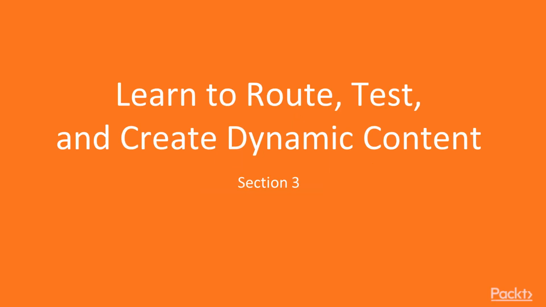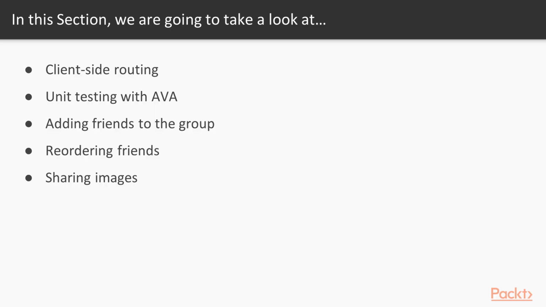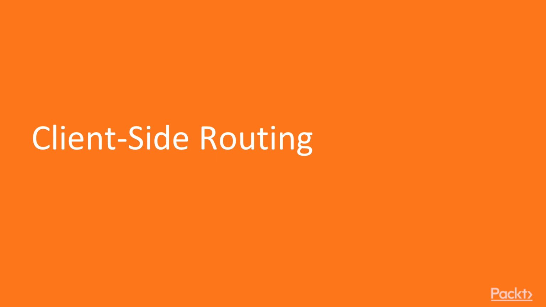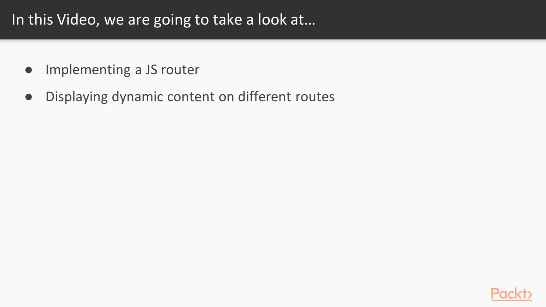Hello and welcome to the third section of this tutorial, Learn to Route, Test and Create Dynamic Content. In this section, we'll see client-side routing, we'll do unit tests with Ava, we'll add friends to the group, we'll also reorder friends and share images. In this tutorial, we'll learn about client-side routing and we'll first implement a JavaScript router, which is basically our client-side router, and based on the different dynamic routes, we'll display some dynamic content.